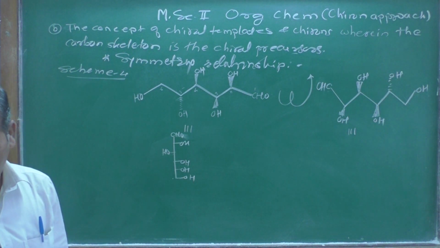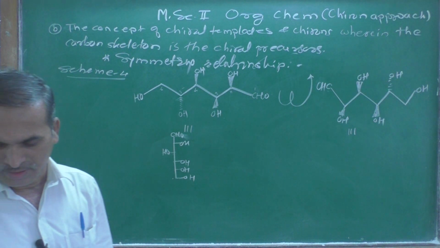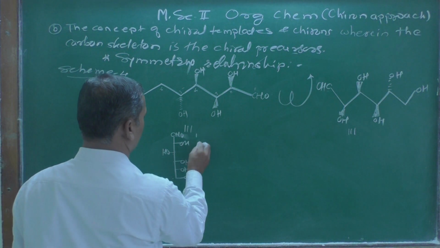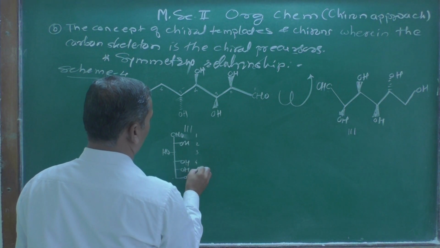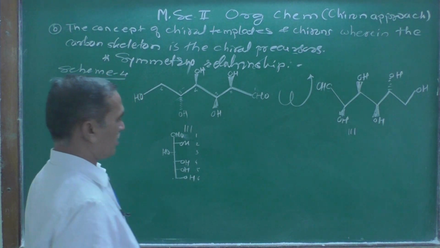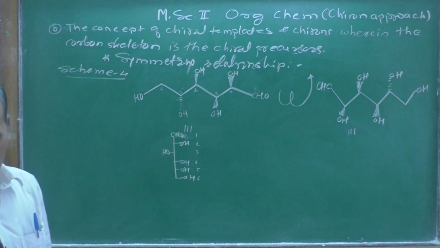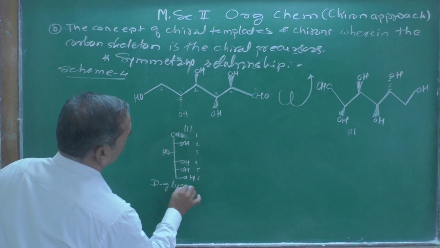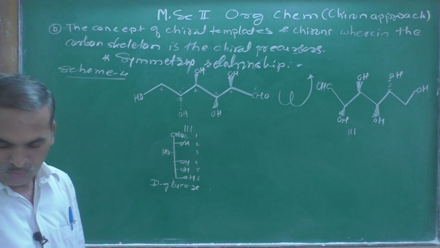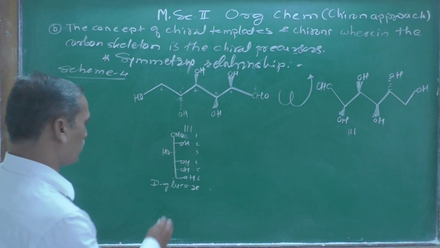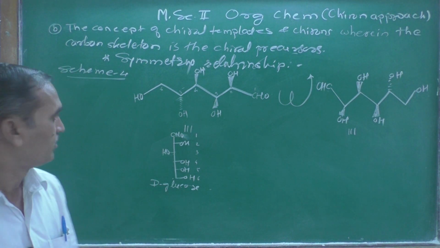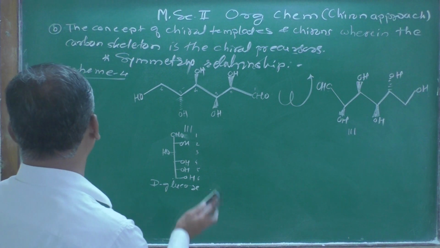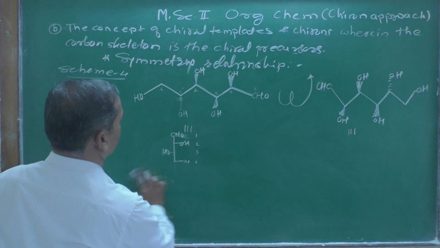These are the numbers of the carbon atoms, right? We can give 1 2 3 4 5 and 6. There are 6 carbon atoms. This is the structure of D-glucose. I think the blackboard space is small here.